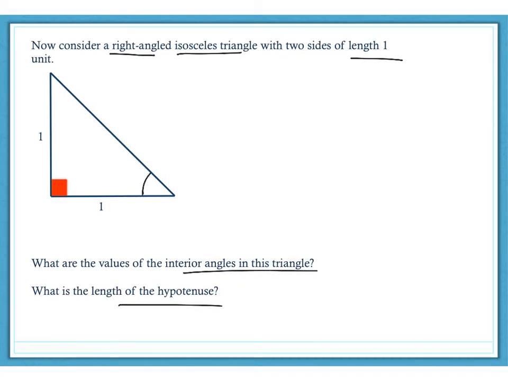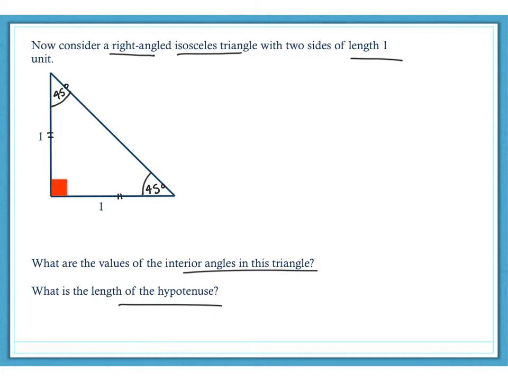These two angles here have both got to equal 45 degrees, so that the three angles in the triangle add up to 180 degrees. It's an isosceles triangle, so this side is equivalent in length to this side, which means that these two angles are also the same. So we have 45 degrees and 45 degrees.